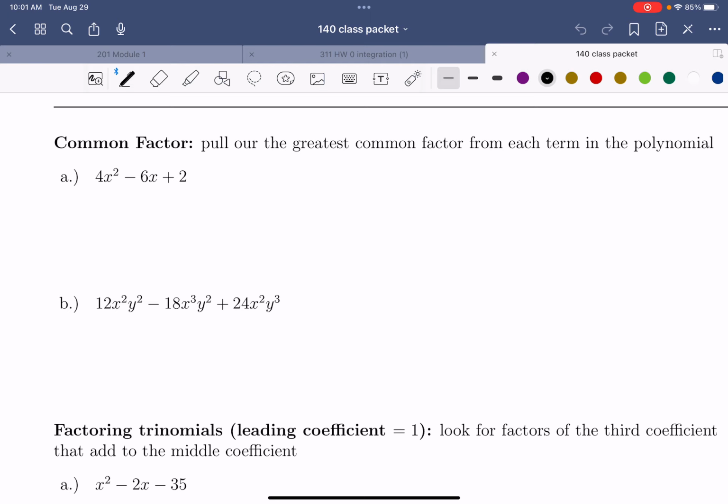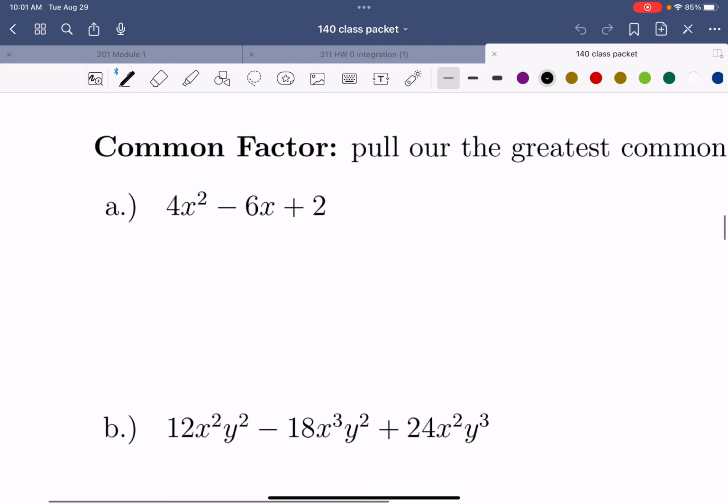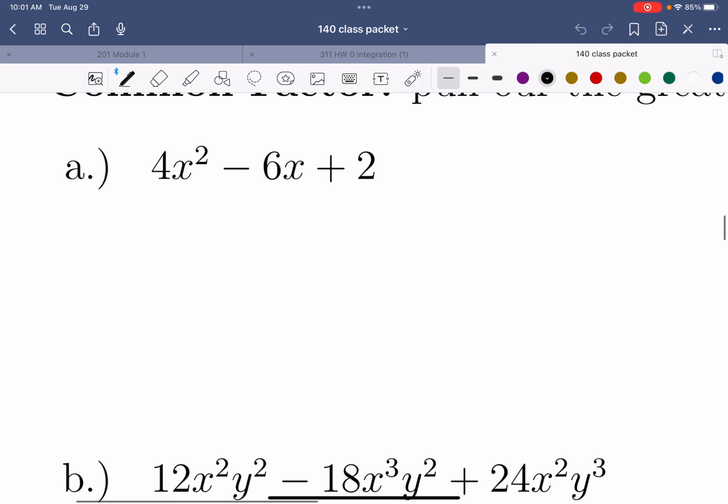So when I look at 4x squared minus 6x plus 2, I'm looking at those three terms and I'm saying, what do they all have in common? Well, they're all even, so they all have a factor of 2 in there. They don't all have x's, so they don't have any common x's. So the only thing that they have in common is a 2. So I'm going to move that out front, right? And then what's left, I essentially divide through my polynomial by 2.